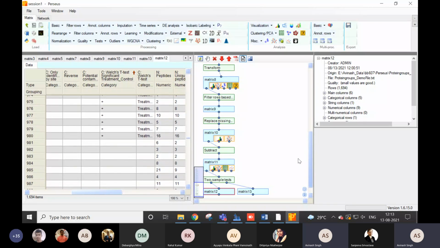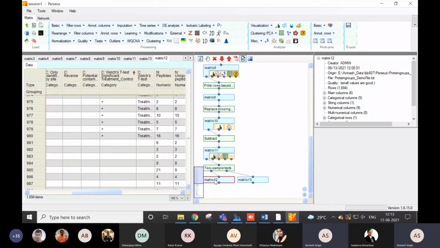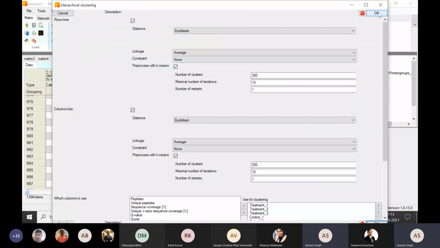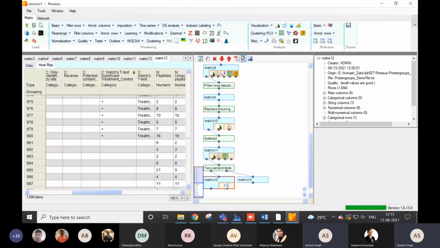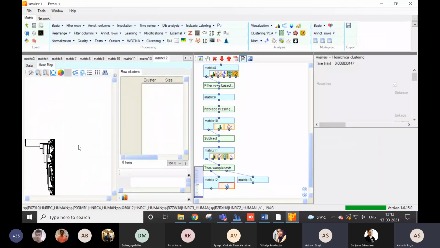Now after that, we got the proteins which passed the t-test criteria. To get the significant hits, there are two modes. One is using the clustering-based method. Here we have to keep everything by default. This is a clustering-based method.